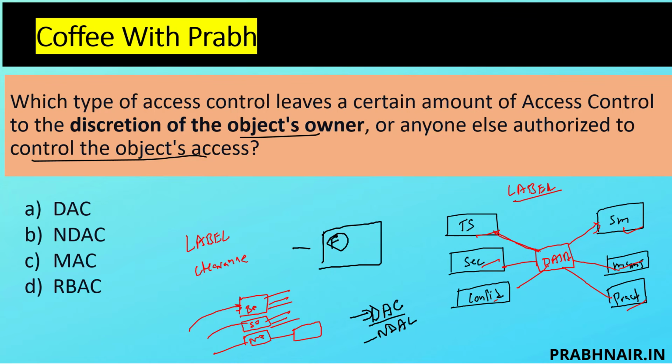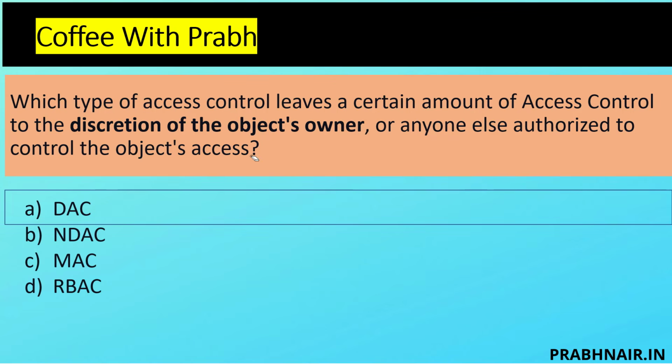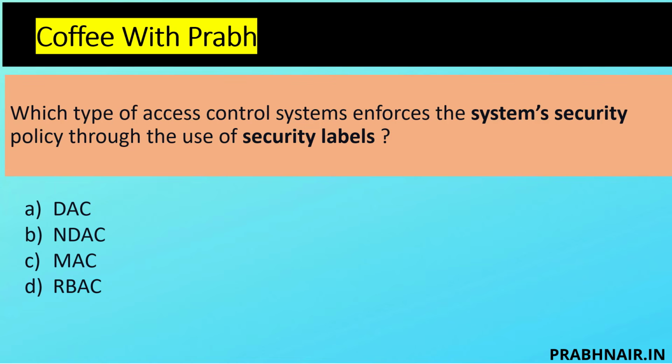So in this case, the question is basically talking about which type of access control leaves a certain amount of access control to the discretion of the object owner. Okay, so we're giving more power to the object owner. Is it clear? So the answer is DAC, because in DAC, the data owner decides who has access to the resource. In NDAC, the administrator decides. MAC has default logic, and RBAC is based on roles. Let's move to the next question.